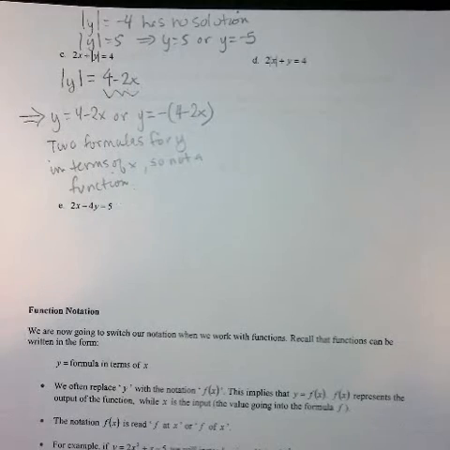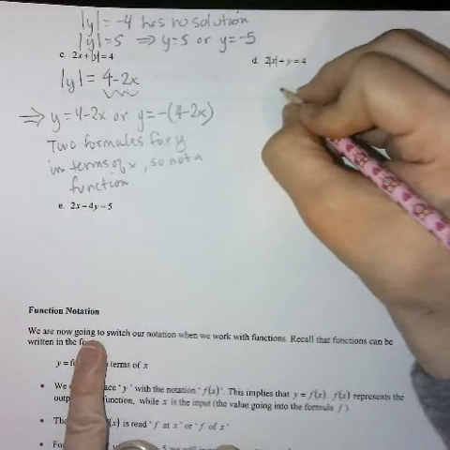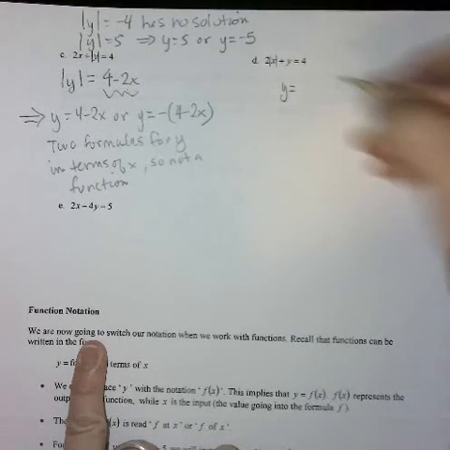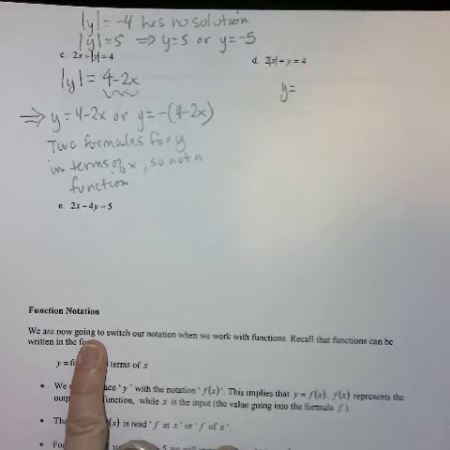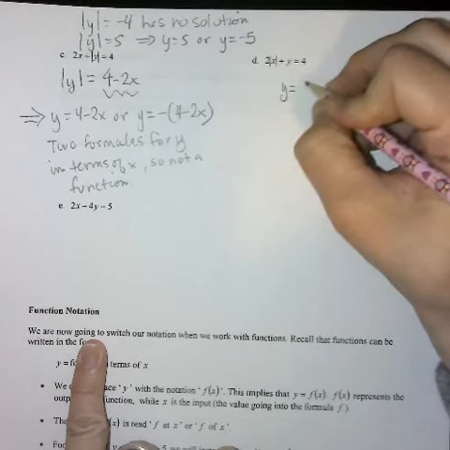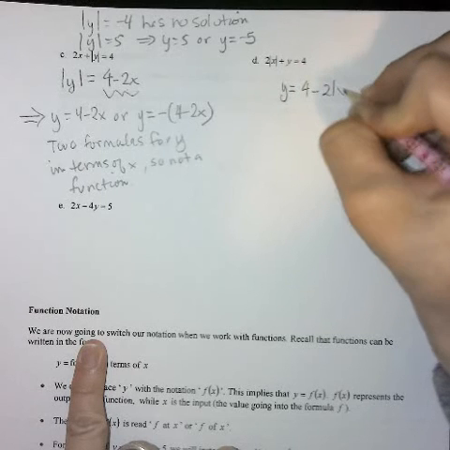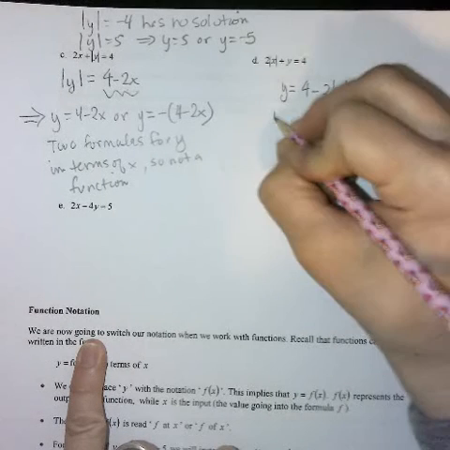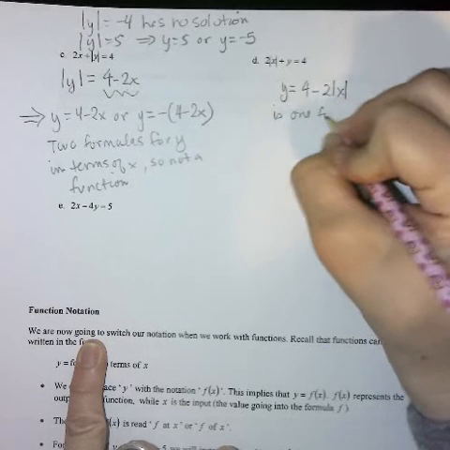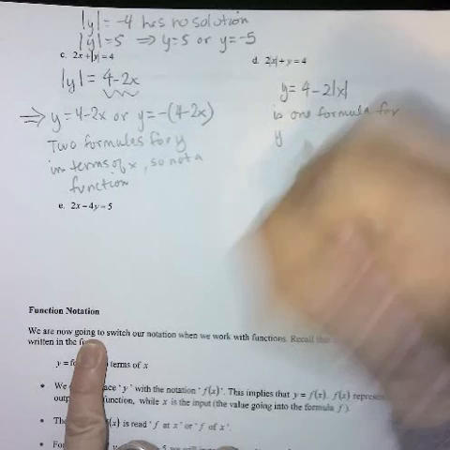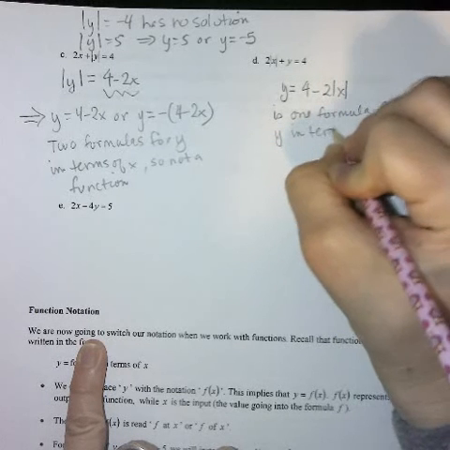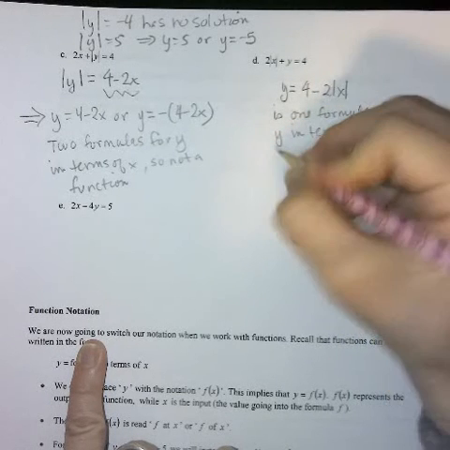But in D, when you isolate y, notice y doesn't have absolute value this time. You just get 4 minus 2 absolute value of x. That is one formula for y in terms of x.